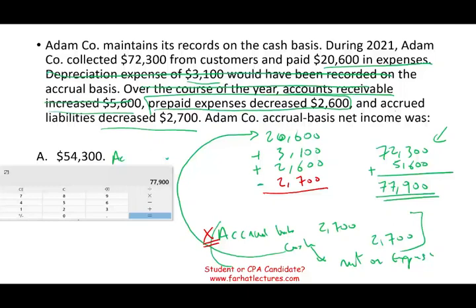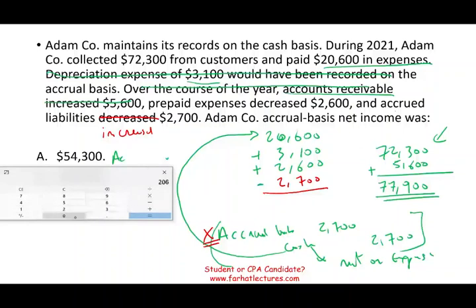The opposite would have been true if I'm told my liabilities increased. If my liabilities increased, it means I am recording expenses by crediting liability. So my expense is going up, but not cash. Liability is going up. I would have to add more expenses, but now it's the opposite. So let's go ahead and compute our expenses.